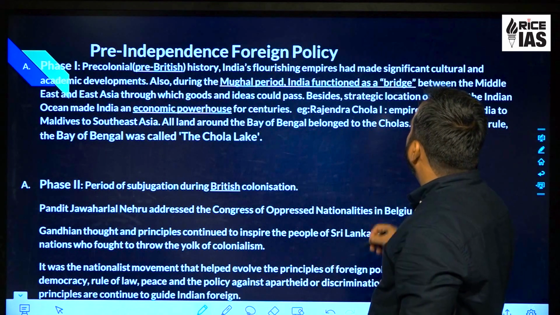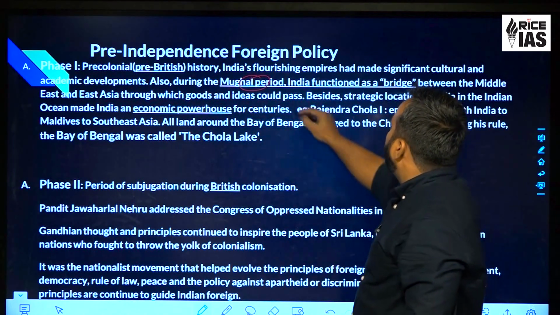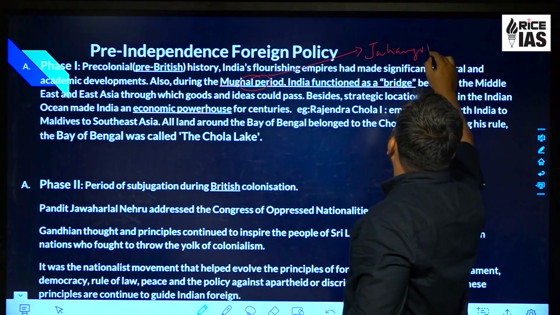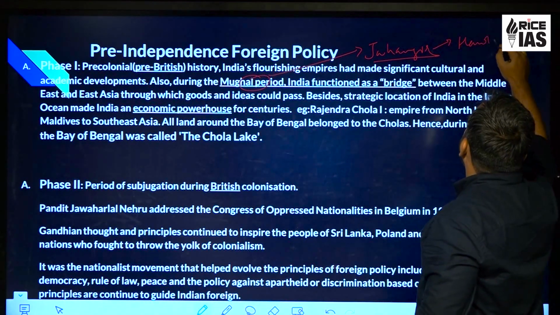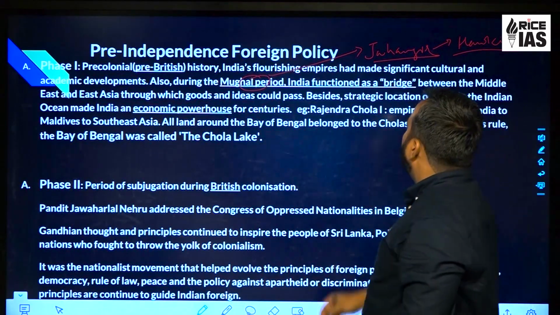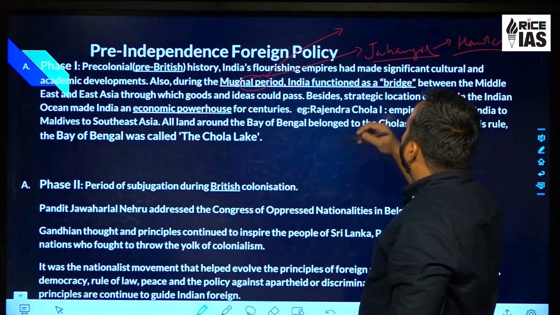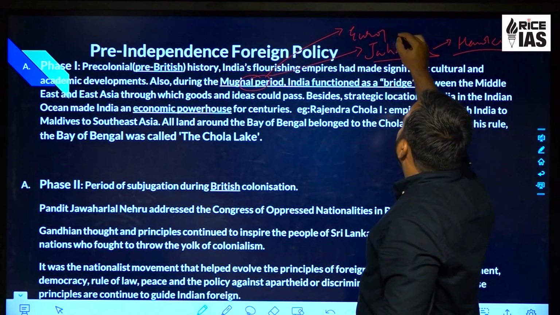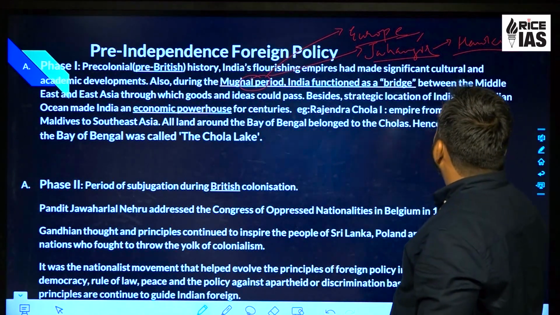Pre-British history, the Mughal period. In fact, Jahangir, you remember, received Hawkins in his court, and there was a series of people who came to India during Mughal time, even in the Vijayanagar Empire, from the whole of Europe. Domingo Paez, Nunez and others.